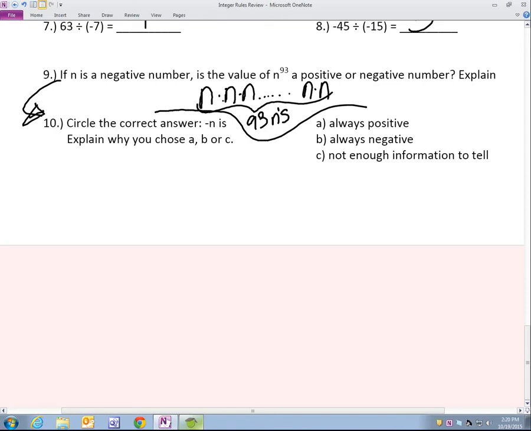Okay, I see a lot of different responses. Let's see if this changes anything. Just to let you know, negative n is equal to negative 1 times n. So, 1, 2, or 3? The correct answer is it's always positive. A. Here's how. Remember, this n here is always going to be a negative number. Oh, so it's like 2 negatives. Yeah, 2 negatives. That's why it's always positive.